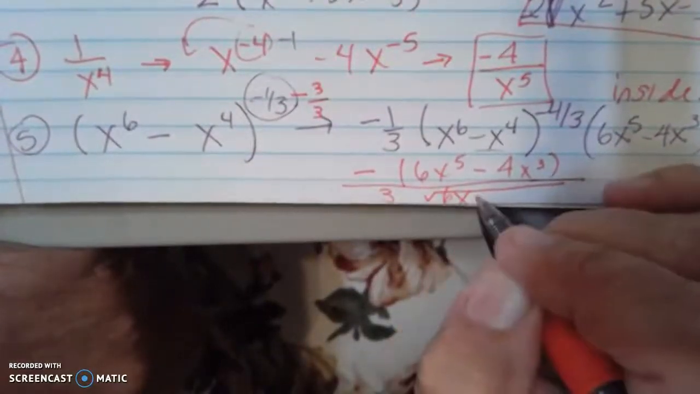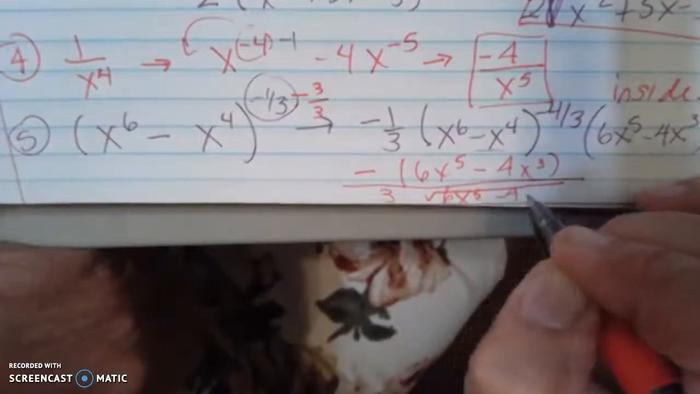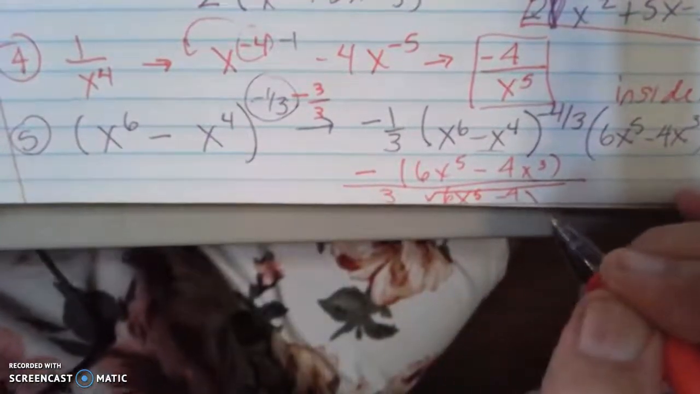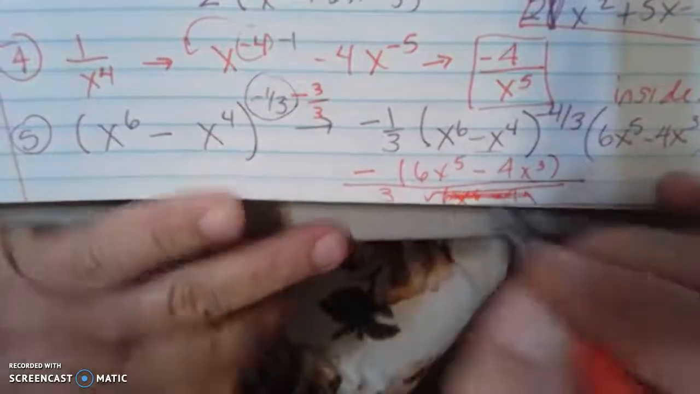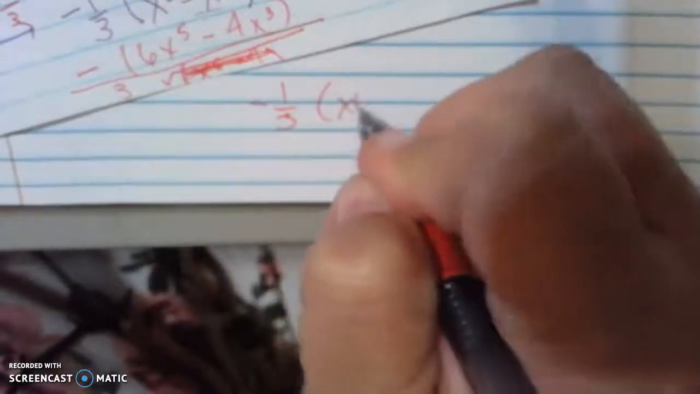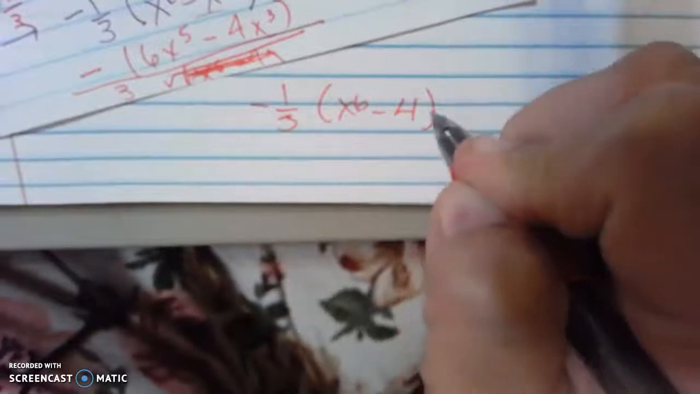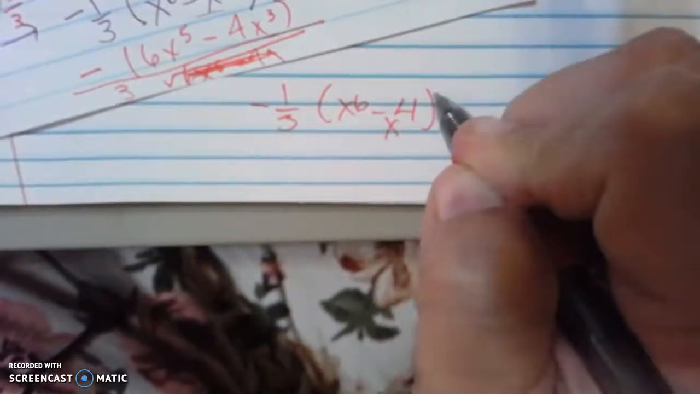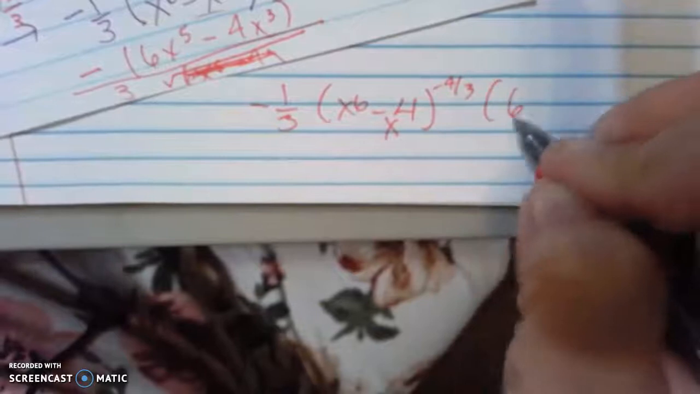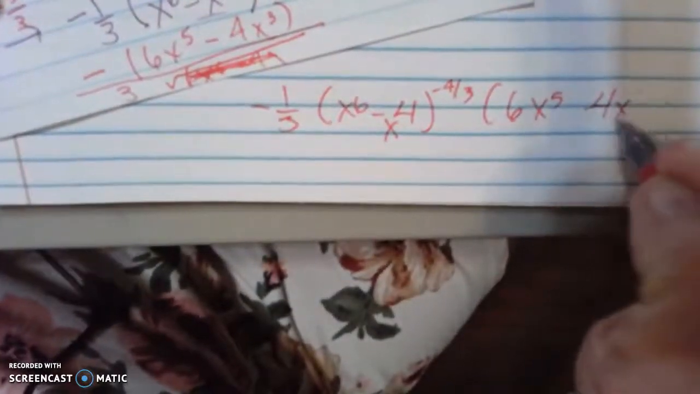6x to the 5th minus 4, no wait, what am I getting? Okay, let me get a little bit more piece of paper here. Okay, so I'm going to take, sorry, I cannot fit it all in here. I'm going to take negative 1/3 x to the 6th minus x to the 4th to the negative 4/3 times 6x to the 5th minus 4x to the 3rd.